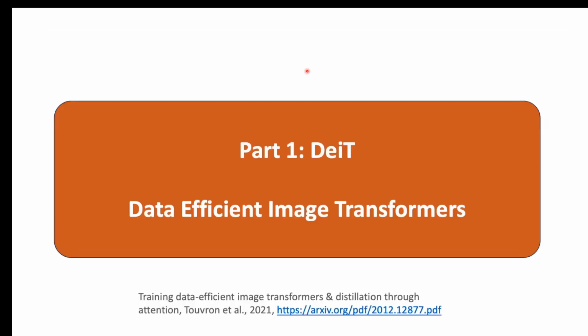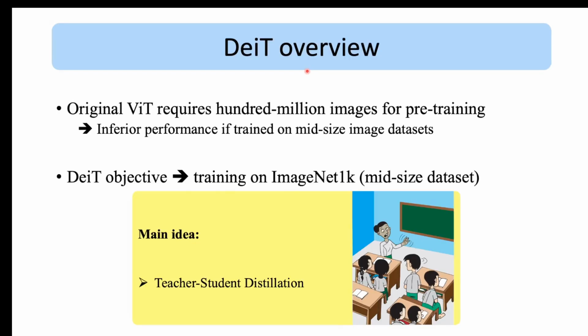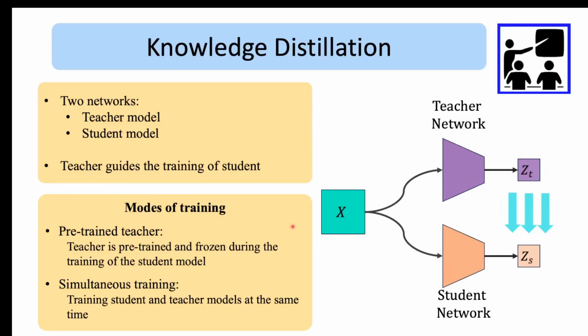Starting with our first model, DeiT, or Data Efficient Image Transformers. DeiT is designed to resolve the limitation of ViT, that is, the need for very large training data. As we'll see in this video, DeiT can outperform vanilla ViT and CNN models when using only ImageNet for pre-training. The key idea of DeiT is a student-teacher knowledge distillation technique that we'll discuss in detail. So let's have a brief overview of knowledge distillation first.